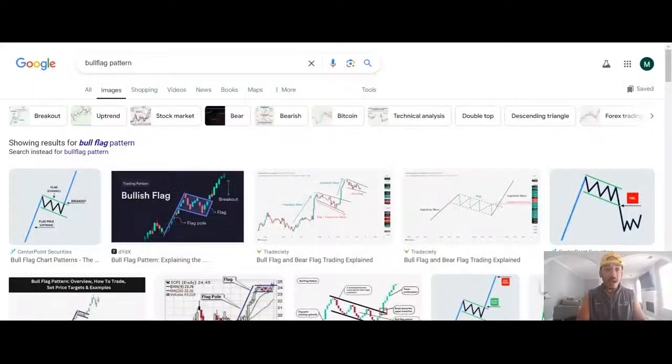All right, so the bull flag pattern. You have individual candles that can let you know what's going on. You have two sets of candles, but you also have patterns. If you look at a bull flag, it looks like it's going in an uptrend, then it consolidates for a little while, and then it continues to go up.